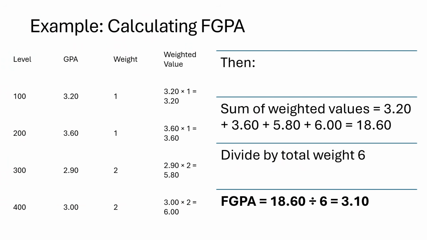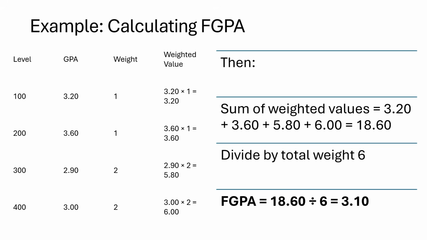So what do we see? Let's do a practical example. In the same manner, what do I do for calculating the FGP? Let's take Mr. Danopoku. Let's assume that Mr. Danopoku has this. You're going to use this one to calculate. Level 100, Mr. Danopoku gets, let's say, 3.20. I've already told you that the weight for level 100 is 1. Level 200, he gets 3.60, the weight is 1. Level 300, he gets 2.90, the weight is 2, as I said. And level 400, he gets 3.0, the weight is 2.